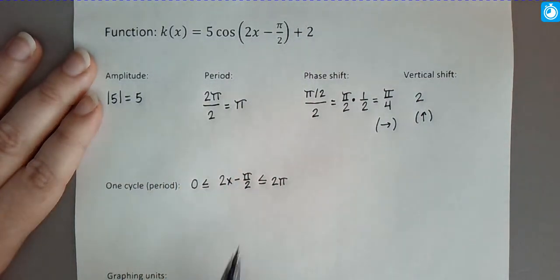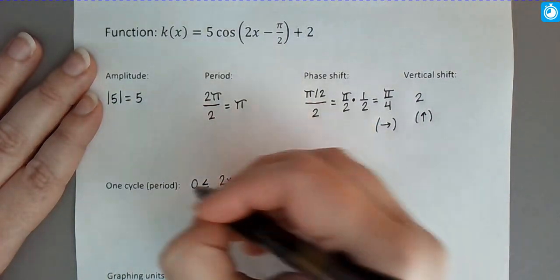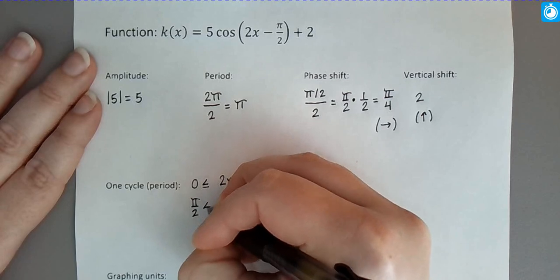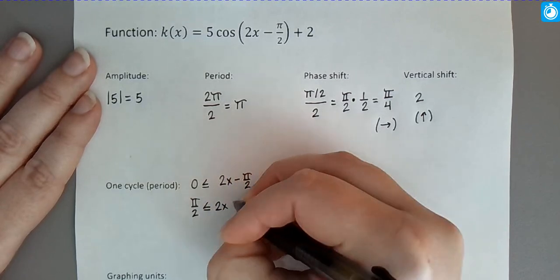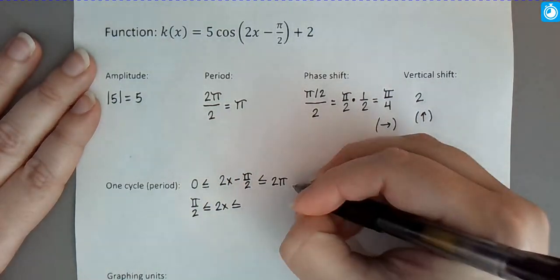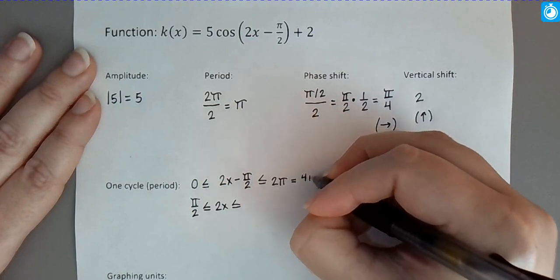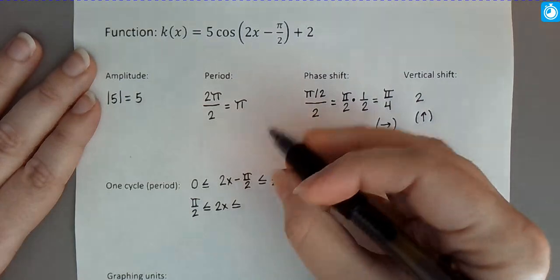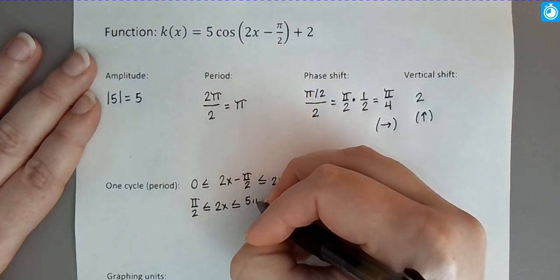So I'm going to start by adding pi over 2 to both sides. So add pi over 2 to 0, we get pi over 2. We still have our 2x. And then 2 pi is the same thing as 4 pi over 2. So if we add pi over 2 to 4 pi over 2, we'll get 5 pi over 2.